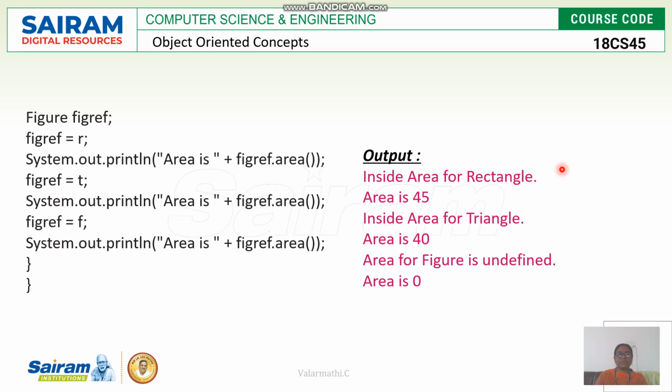So these are all the best examples of how overriding is done in Java programming.